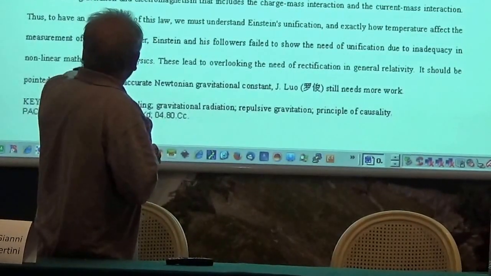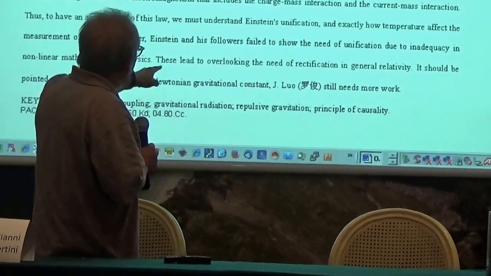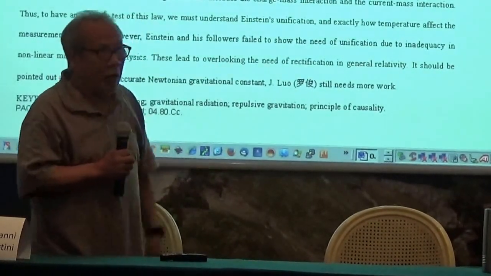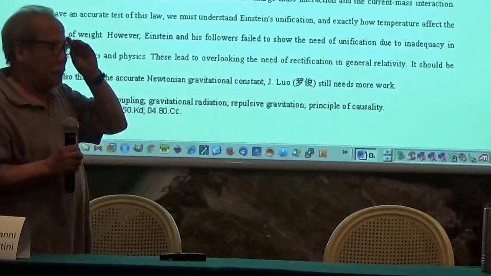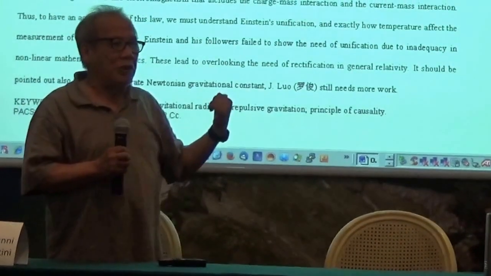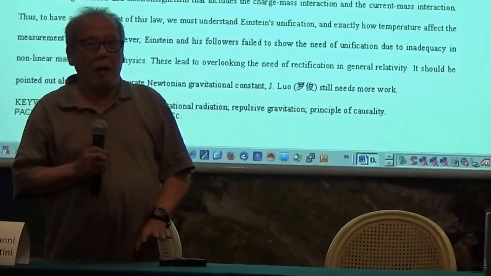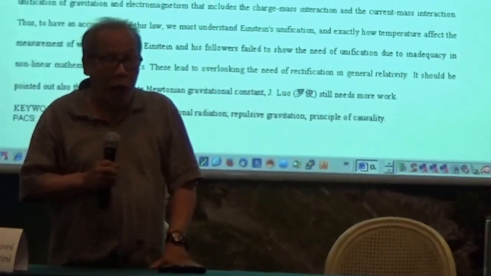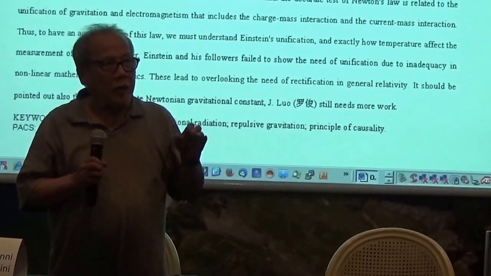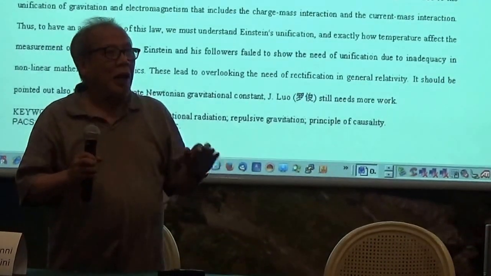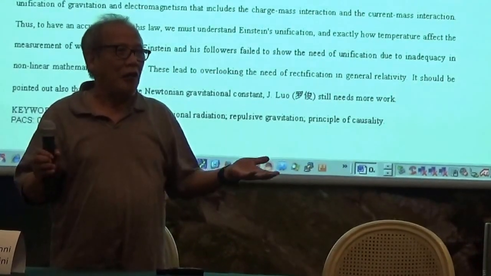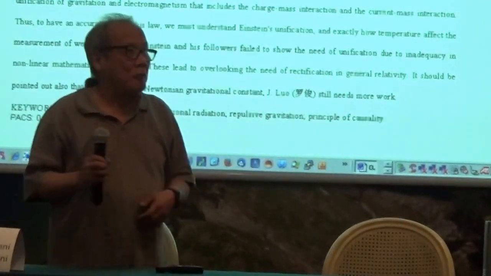It should also be pointed out that for the accurate Newtonian gravitation constant, Luo, a Chinese experimentalist, came to have the most accurate Newtonian constant, but this is not possible. You know why? Because the way to measure the Newtonian constant is temperature dependent. So that is the end of the most accurate Newtonian law.